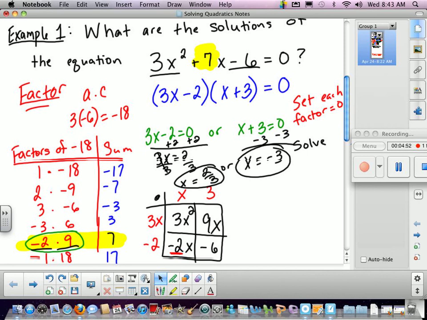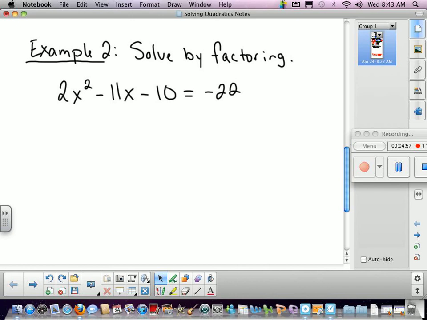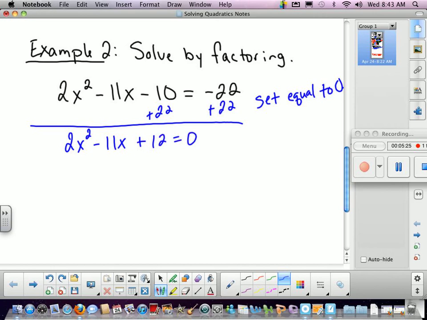For our second example, we're going to solve this by factoring. We have 2x squared minus 11x minus 10 equals negative 22. Notice in this one, it's not set equal to 0, so that's the first thing we have to do. The way that we do that is to add 22 to both sides, and we end up with 2x squared minus 11x plus 12 is equal to 0. From there, everything else is going to be the same.